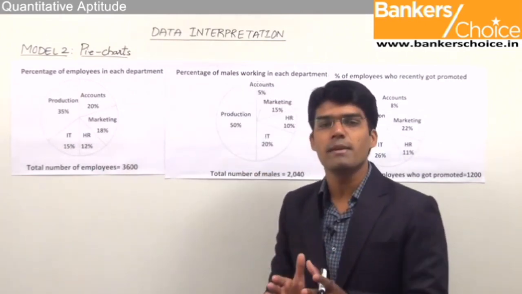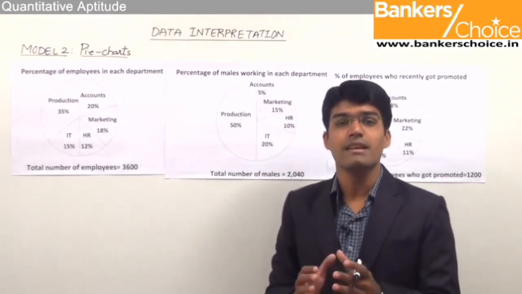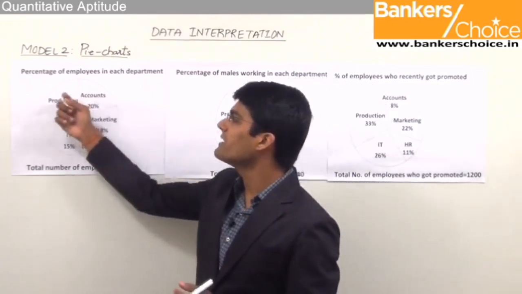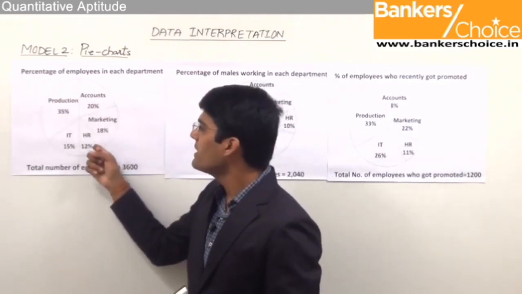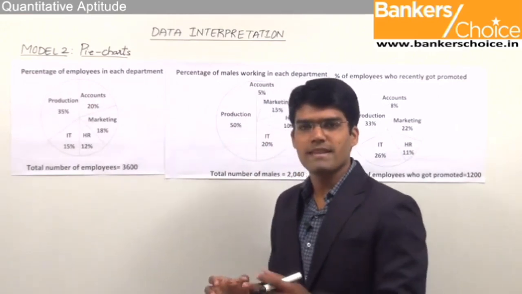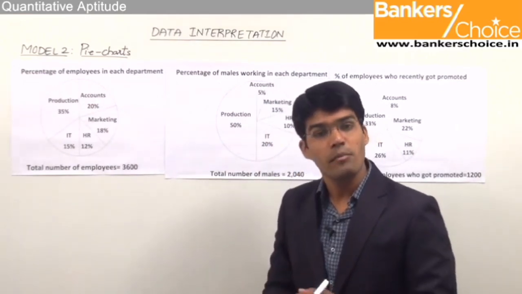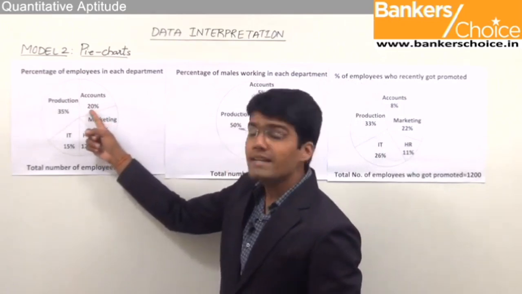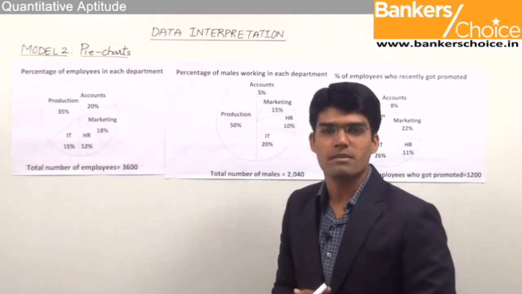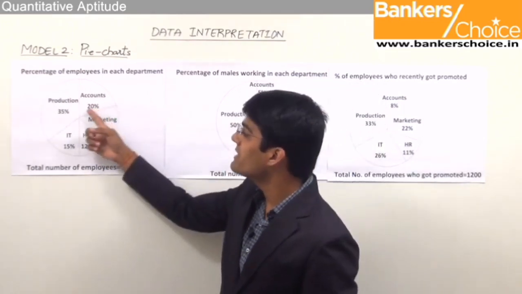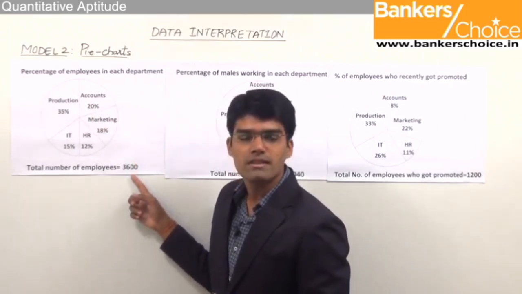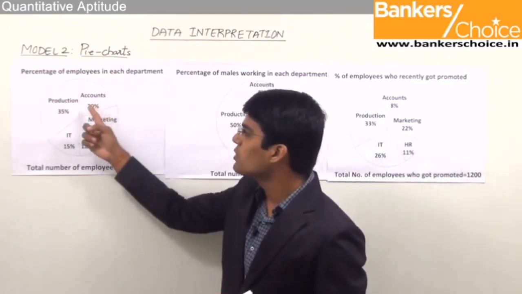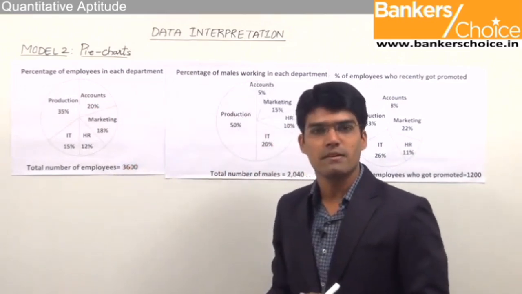That means the total employees that work in this organization is 3,600. Now these 3,600 employees work in various departments, which is represented by the percentages here. For example, let's say we have to find out how many employees work in accounts department. From the given chart, we know that 20% is the share of accounts department. So this 20% is with respect to total 3,600. So we can say number of employees in accounts department is equal to 20% of 3,600.